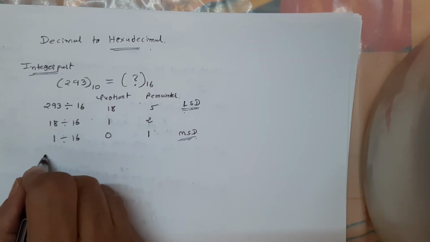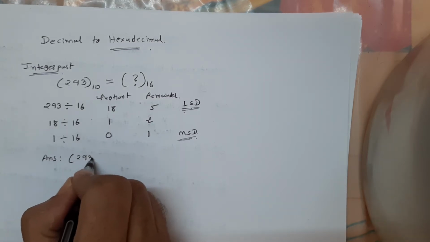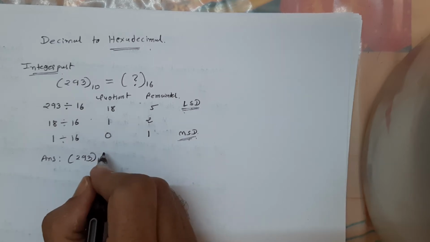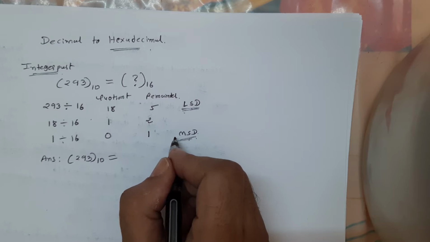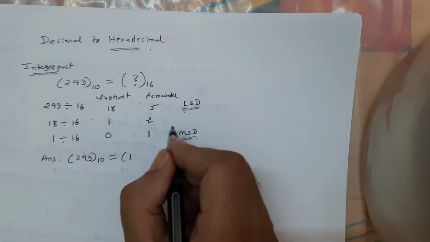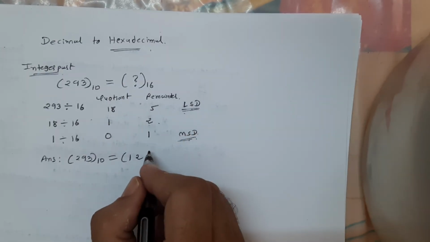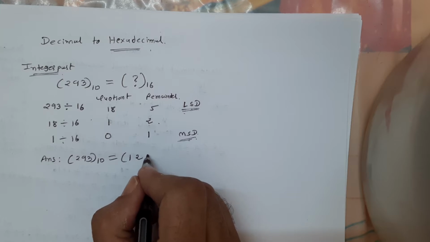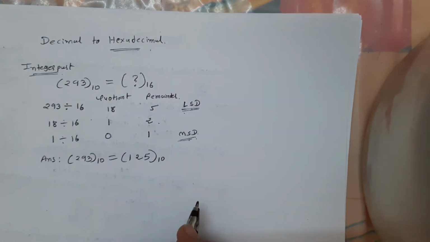So what is the value? The answer is 293 decimal, it is equal to MSD is 1. So we write 1, 2 and LSD, the last digit, is 5. So we write 5. This is your hexadecimal number for the integer part.